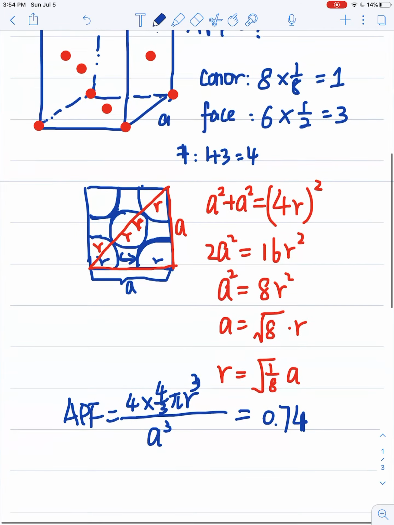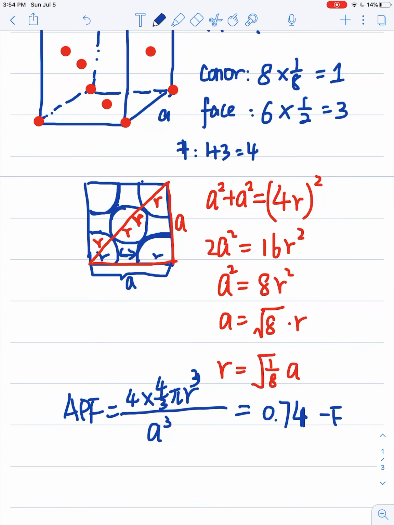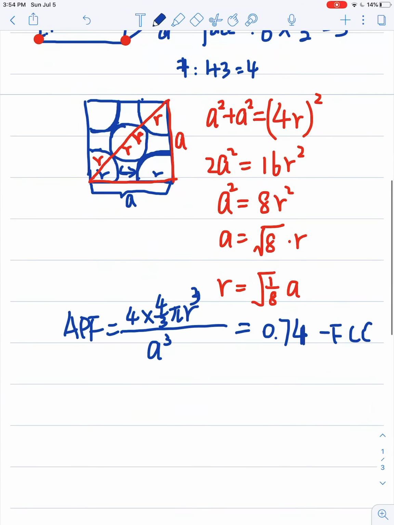So if you remember, this is for FCC. If you remember the number we calculated for the body-centered cubic structure, it's about 0.68 for BCC. For the simple cubic structure it is 0.52. So now you can see FCC has the highest packing efficiency among all cubic structures.